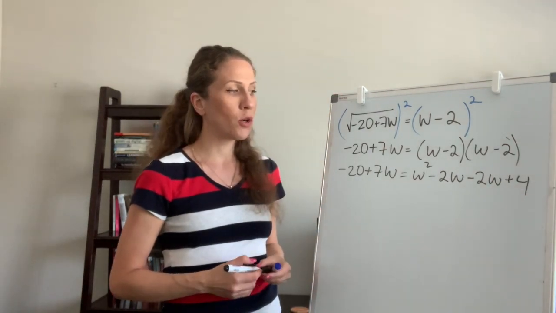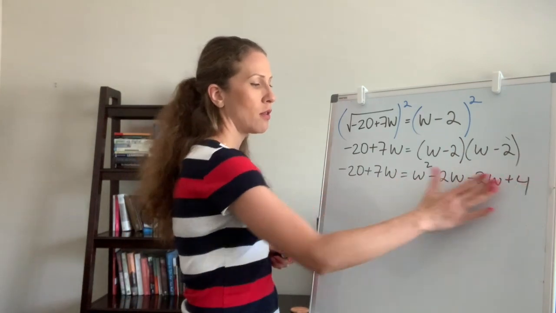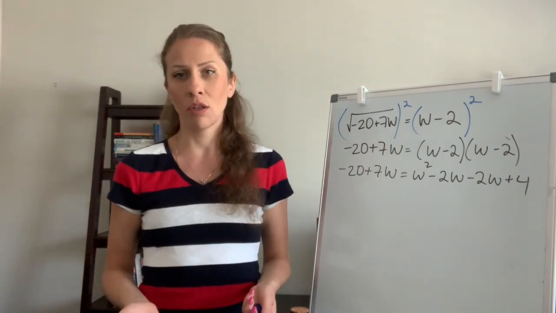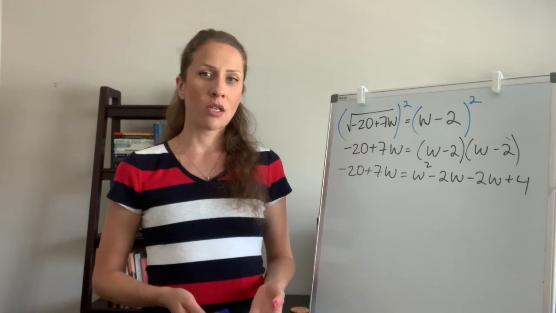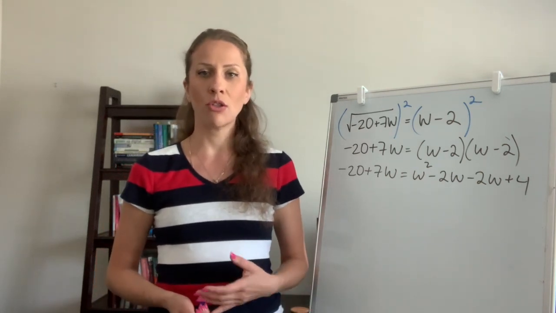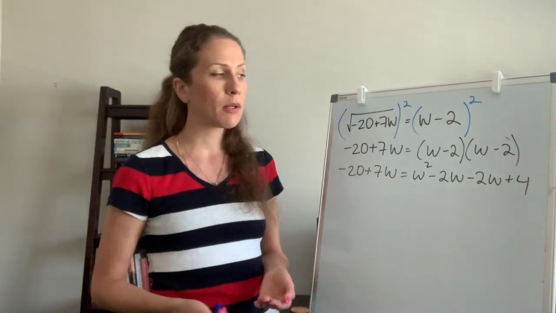So this is what I now have, and if you notice, one of the terms in this equation is w squared. What it means is that it's not a linear equation anymore, it's now a quadratic equation. To solve a quadratic equation, I need to consolidate all the terms on one side of the equal sign, make sure the zero is on the other side, and then solve using factoring if possible.